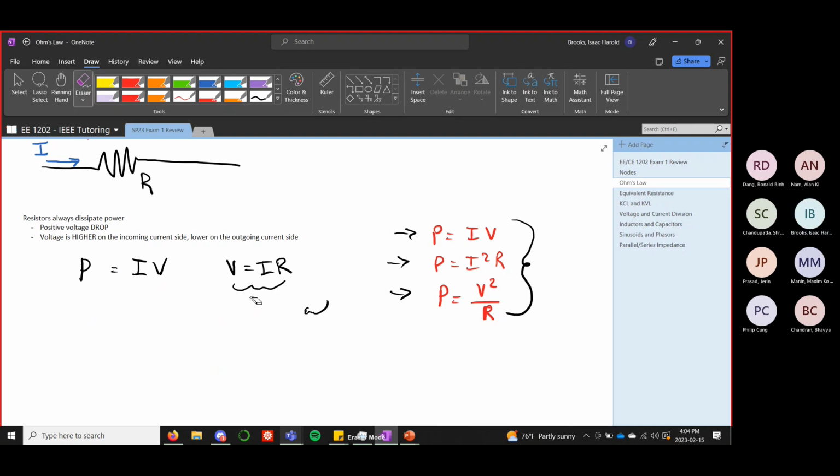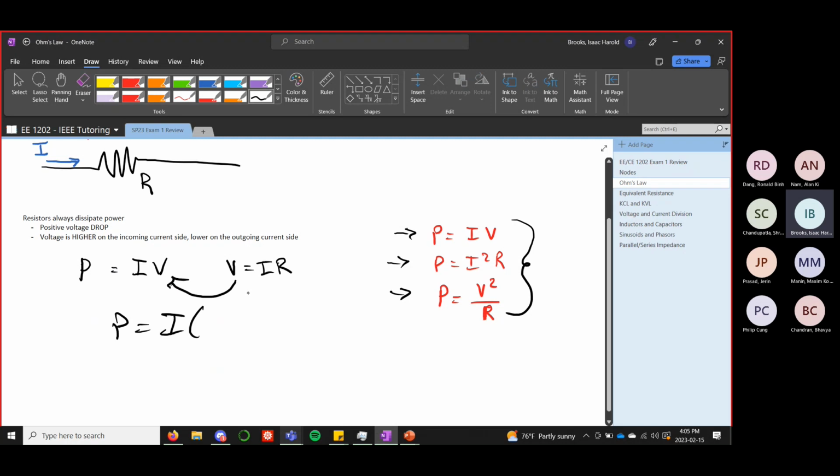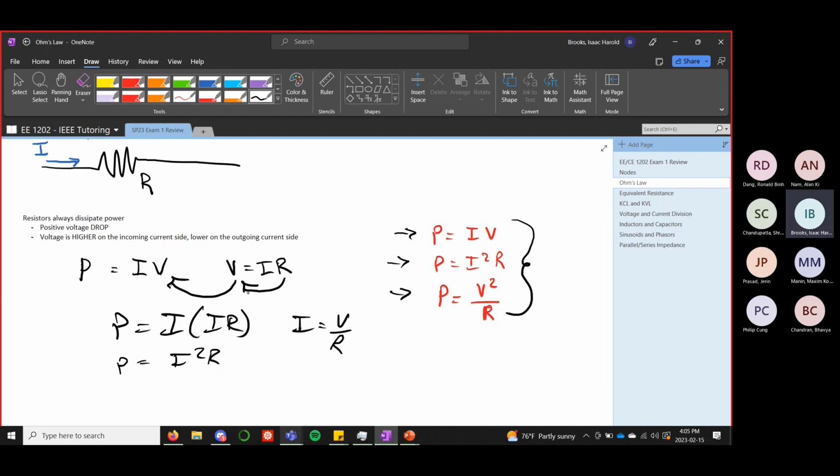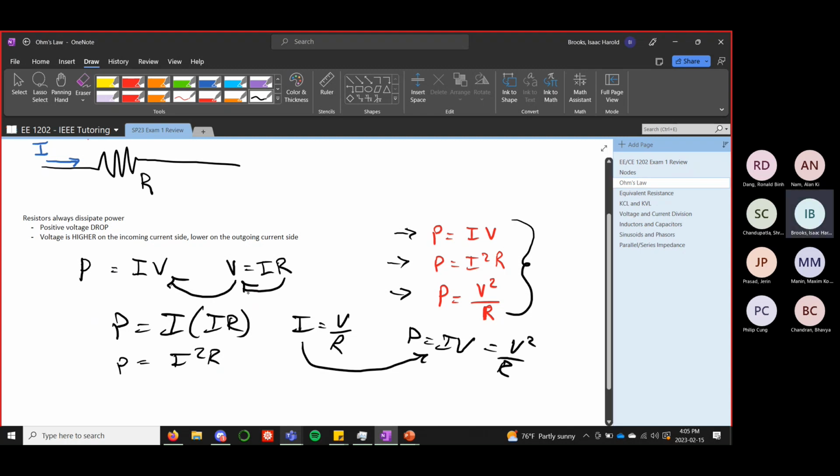So for example, P equals IV, V equals IR. If we plug this V in right there, then we get P equals I times this V, which is now IR. I times R is I squared R. And that's power. That's the second equation. You can do the same thing if you divide the resistance over to the other side, and you get I equals V over R. And then you get P equals IV. Plug this I there, you get V over R times V is V squared over R. So if you know how to manipulate these two equations, you can get to all of these formulas.